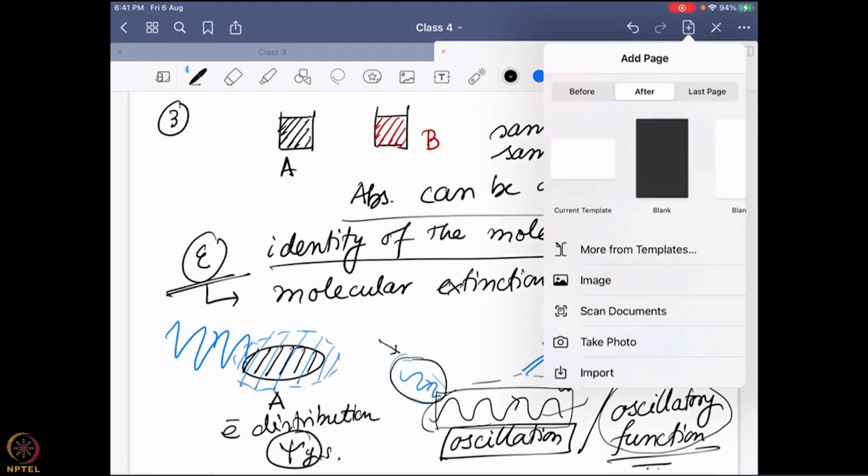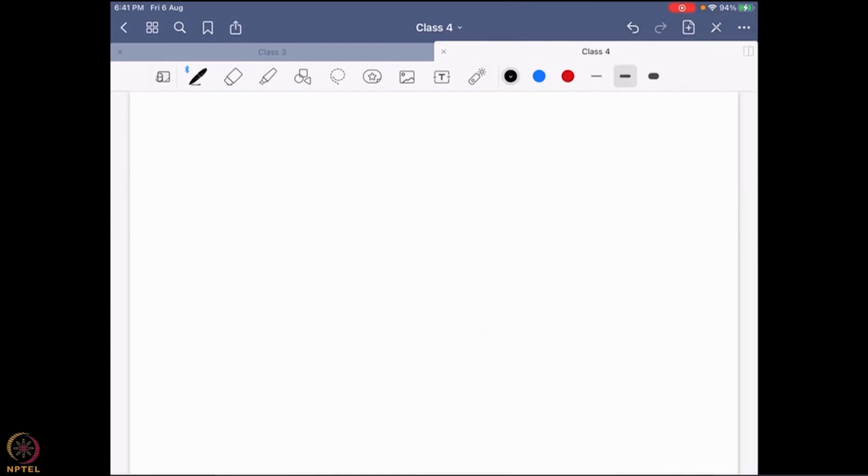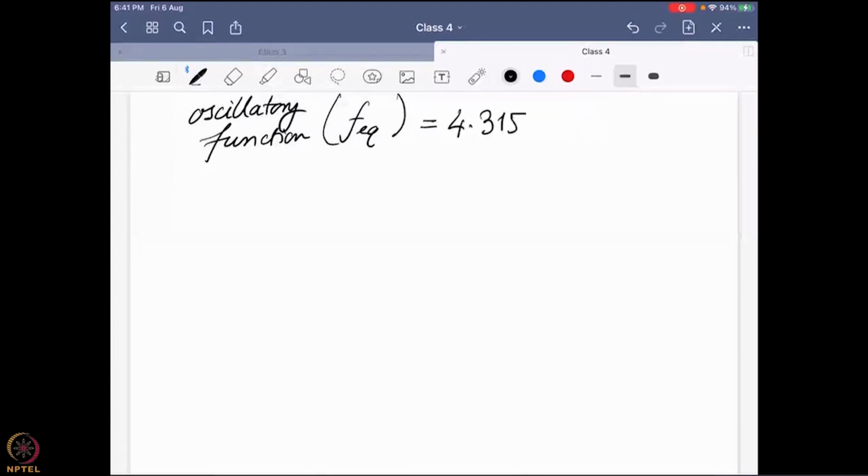So what is the oscillatory function mathematically? This oscillatory function, denoted by f, is given by this particular term. Don't need to remember it. I'm just giving you the expression for the sake of understanding. A particular constant times the integral from nu1 to nu2. These are the frequencies between which I am measuring a particular absorbance band, d nu. This epsilon nu is the function describing how a molecule can interact.